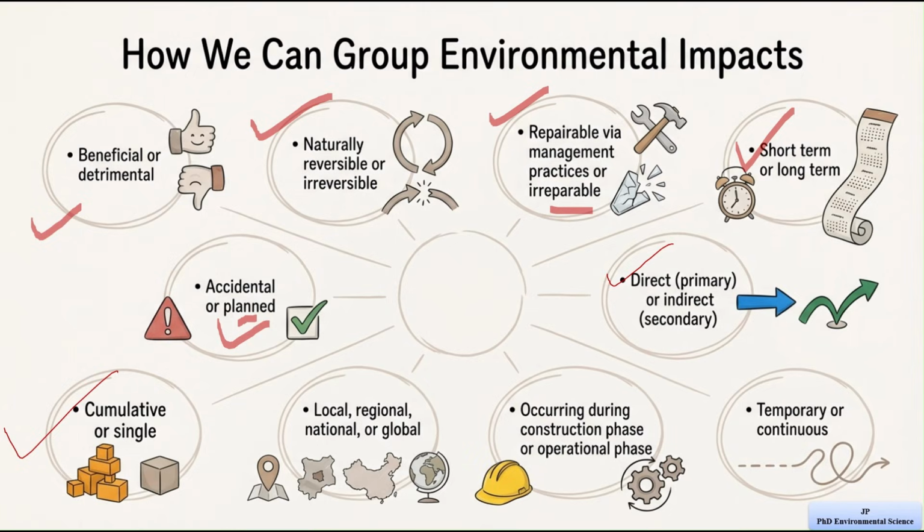Based on spatial scale, local, regional, national, or global. Local affects a small area, regional affects a wider area, national affects a country, global affects the entire planet. Example, climate change is a global impact. Based on project phase, construction phase or operational phase. Some impacts occur during construction, others occur during operation. Based on continuity, temporary or continuous. Temporary impacts occur for a short time, continuous impacts occur regularly or permanently.